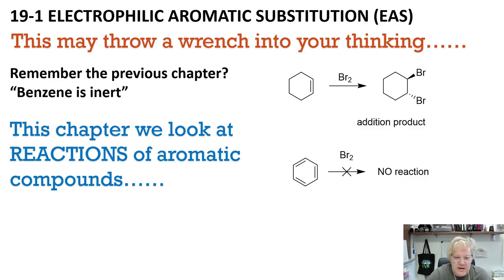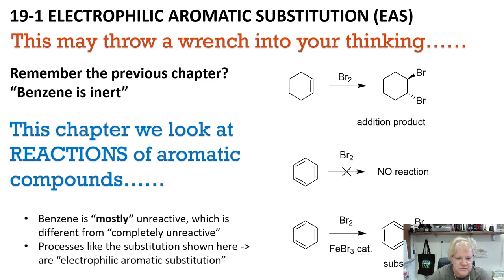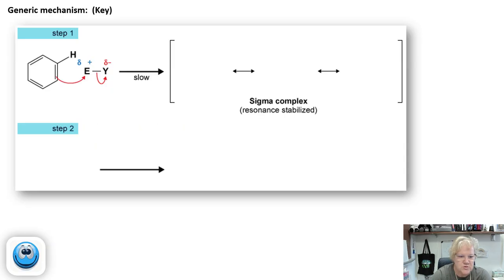But we're going to look at these reactions of aromatic compounds because we can do them. You're going to see that if we have bromine and some other small catalyst, you can get the substituted product. So benzene is mostly unreactive, which was actually different than completely unreactive. So we do get processes like this substitution. Okay, so key. Here's a key slide. Make sure you're taking notes.